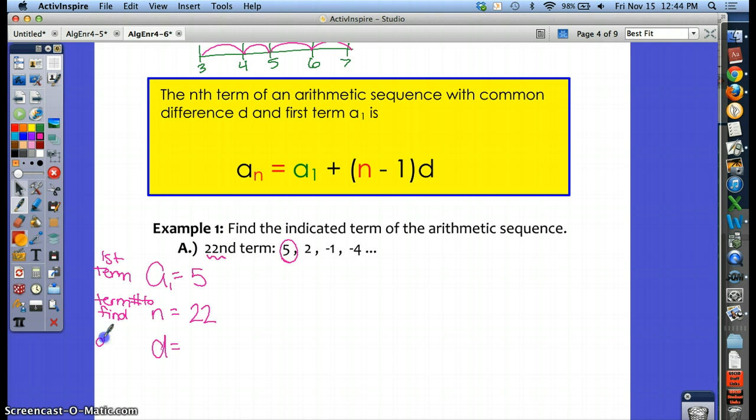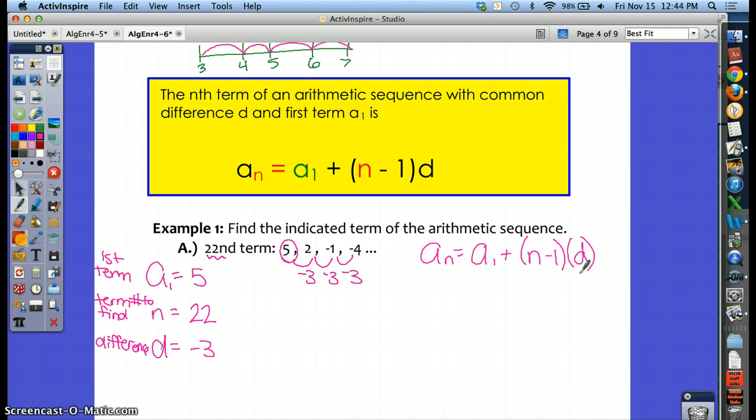And d is the common difference. So what is your common difference in this one right here? Well, we subtract 3, subtract 3, subtract 3. I'm just checking and making sure they're all common, so my difference is going to be -3. So let's plug in what we know here. We have a sub n equals a sub 1 plus n minus 1 times the d.